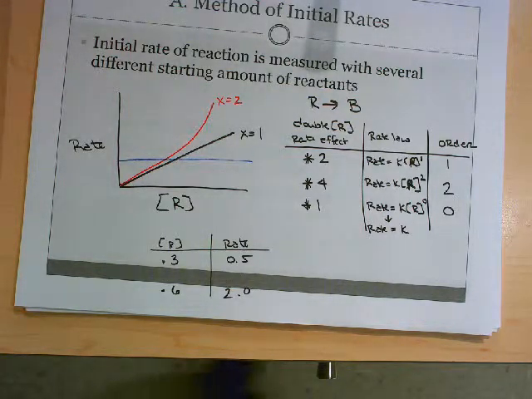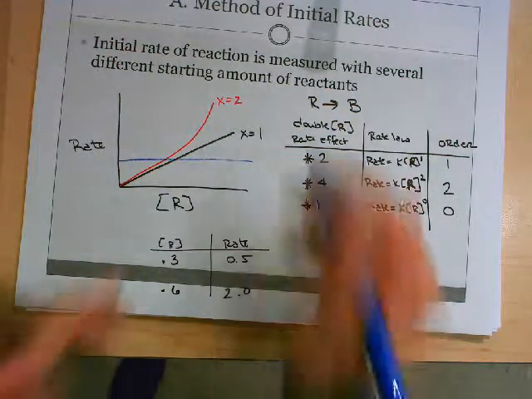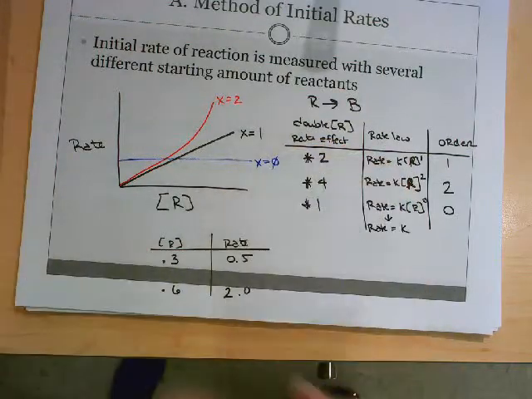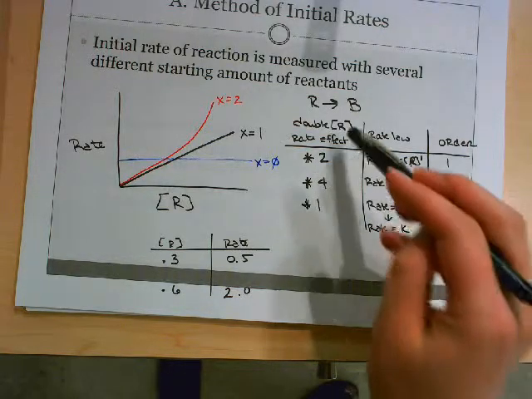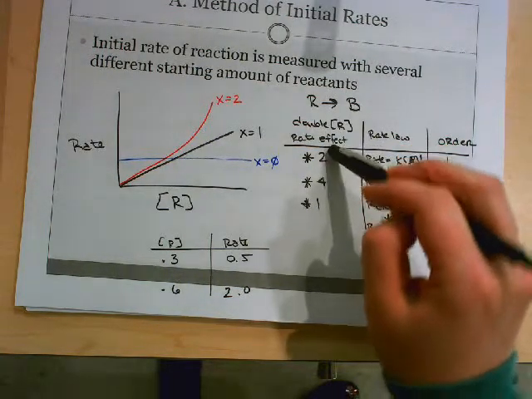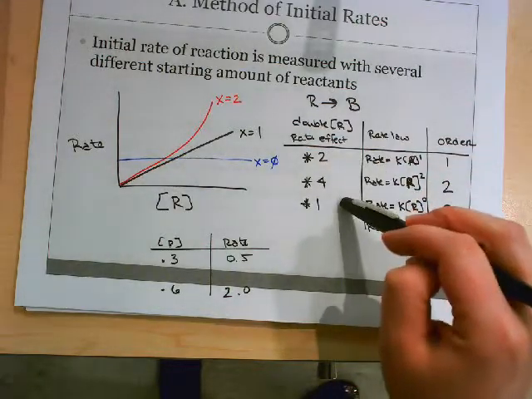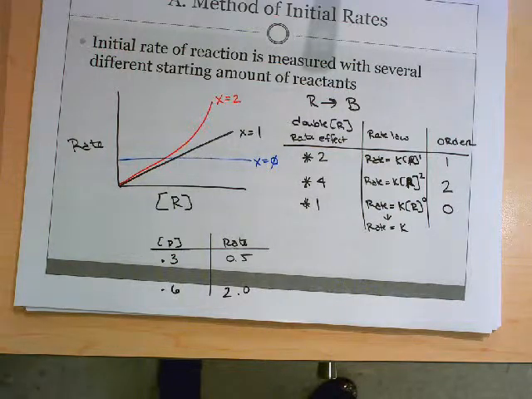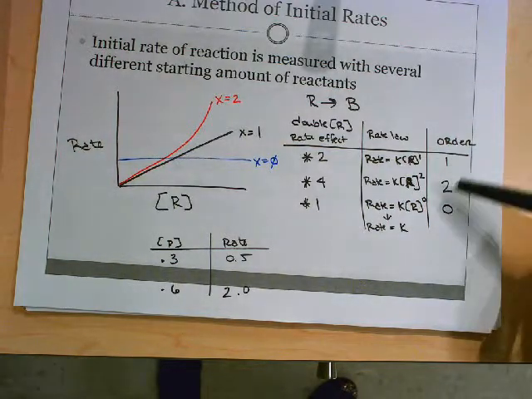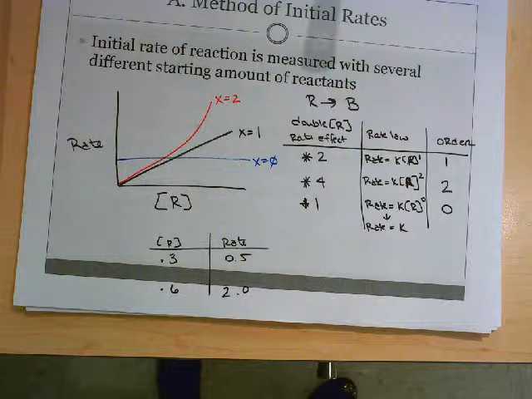So these are going to be the 3 types of reactions you're going to see in our next bunch of work. Either concentration doubles and the rate doubles, concentration doubles and the rate quadruples, or concentration has no effect on the rate. Those are the 3 we're going to look at: first order, second order, zero order.